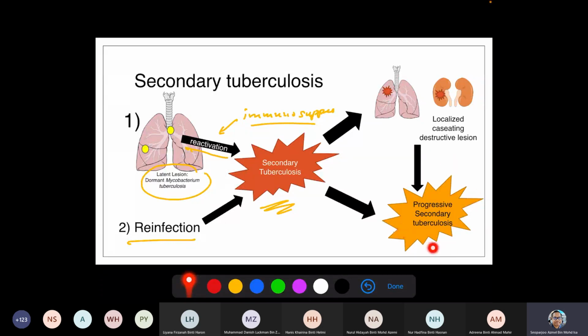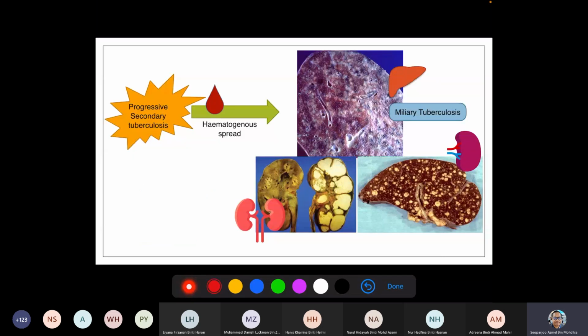Or it can progress into progressive secondary TB, which is almost the same as progressive primary TB, where it can cause local destruction of the lung parenchyma, and also spread hematogenously to cause miliary tuberculosis in the liver, the kidney, or the spleen. There are a lot of capillary channels here where the mycobacterium within the macrophages or monocytes can become blocked and stuck, causing a lot of damage to these organs.